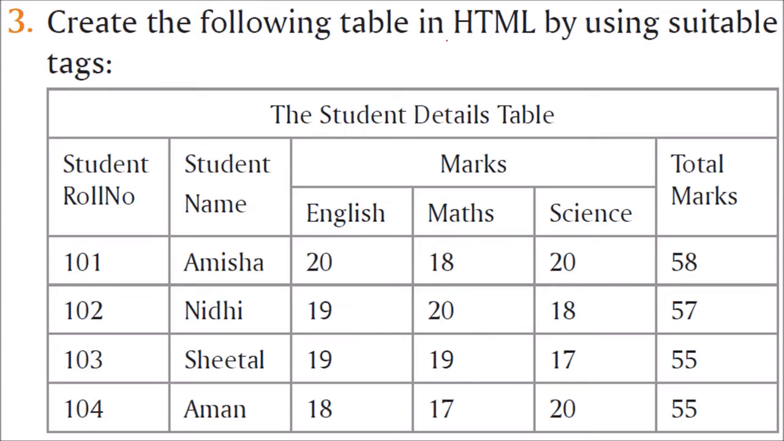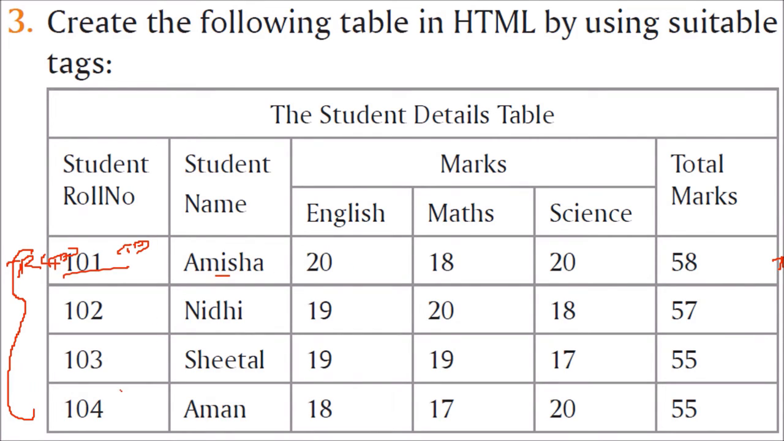Create the table in HTML by using suitable tags. So we'll start a table. Now here, first you have to see that from here to here it's normal. We'll make a TR, table row. We'll end the TR here. We'll give a TD here. TD will end. So in the TD, all this data can be filled.